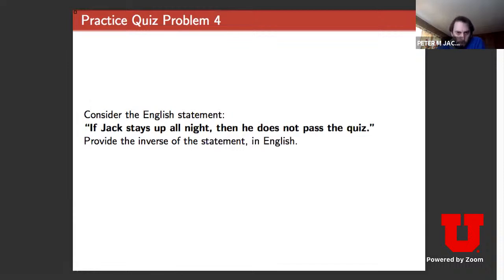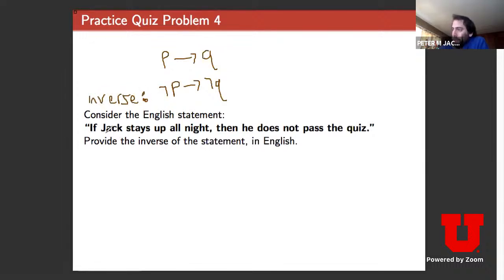All right, let's do this one. So the inverse of a statement. If we have an implication, then the inverse is just going to maintain the order and negate both the hypothesis and the conclusion. That's going to be the inverse. So that's what we're doing here.